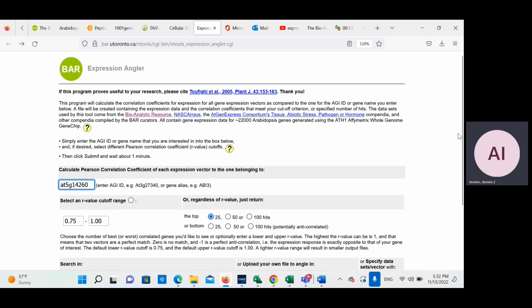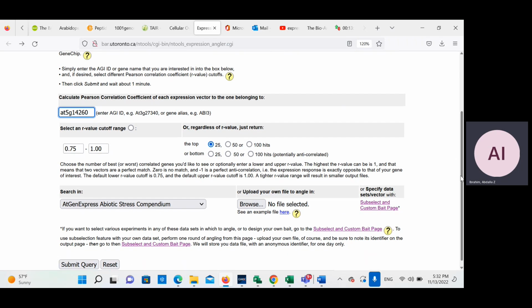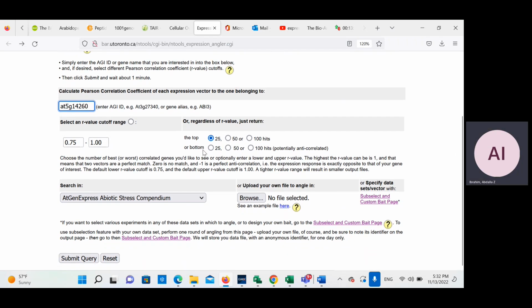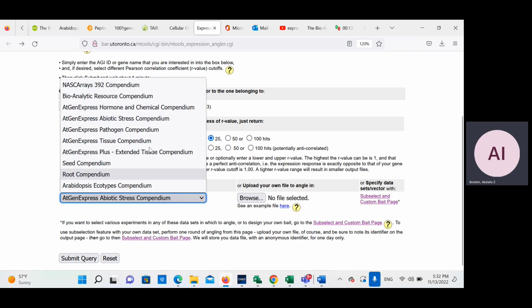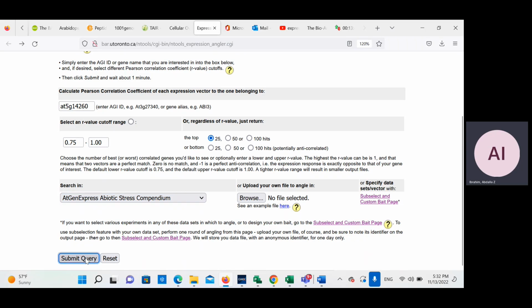And let me put in the unknown gene. Put the gene name here, and we'll ask it to return the top 25 genes that are closely related to my gene, whose expression matches mine. You will see that there are different sources, different databases, like 10. And I'll just submit the query.